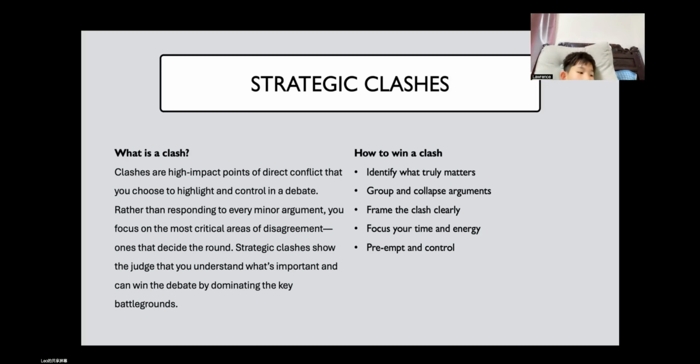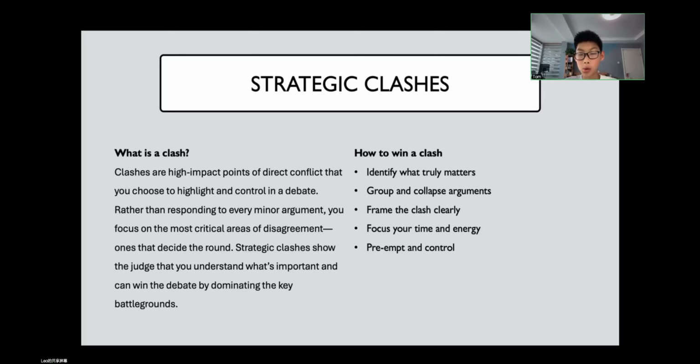So now we're talking about strategic clashes in debate. So what is a clash? Clashes are high-impact points of direct conflict. It's the main point of disagreement in a debate. And that's why you need to choose to highlight and control them in the debate in your own favor. For example, in the uniform example, one clash might be whether school uniforms improve grades. And if you're arguing for uniforms, you need to try your best to win the main clash.